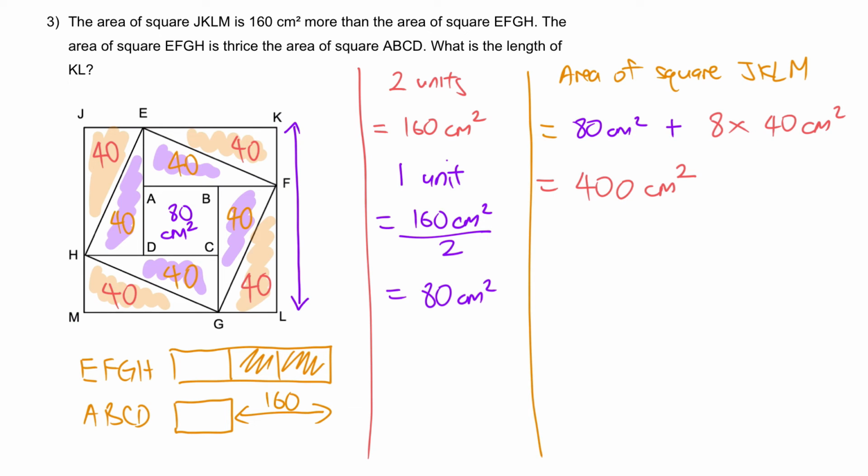Which we know in order to get 400 cm square, the only way is 20 times 20. This is the only dimension that makes sense for a square to get 400. Alright. Last, we can write the answer. Length of KL is equal to 20.